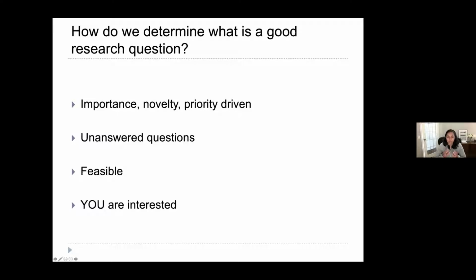This priority setting exercise is really, really important. You have to know what's important to the people you're trying to make a difference for. These might be patients, this might be policymakers, any stakeholders that are relevant to your research question. And then make sure that you answer unanswered questions.